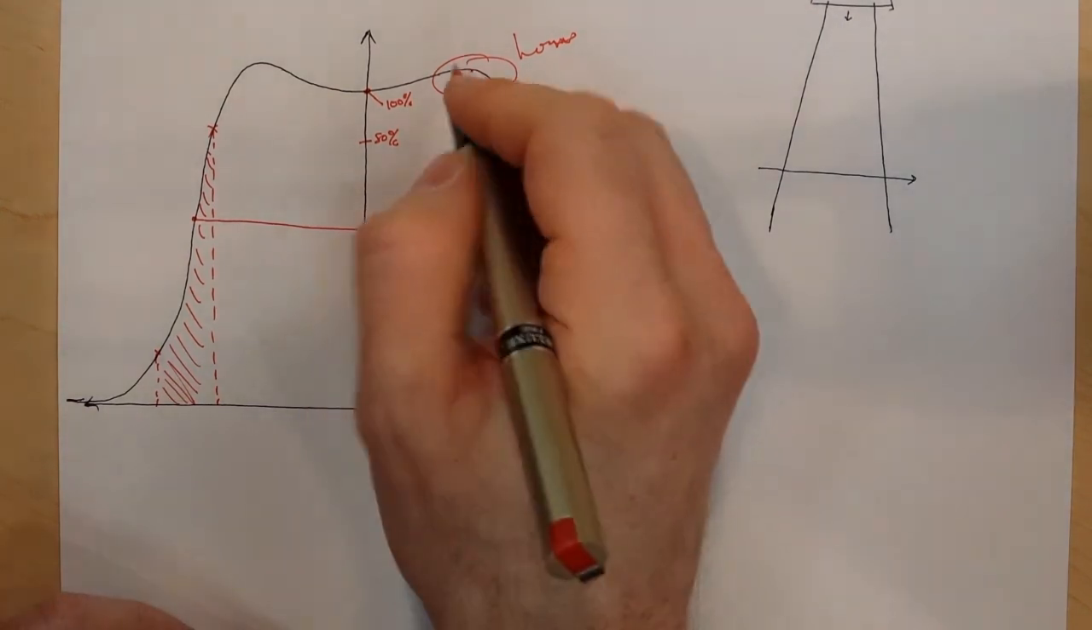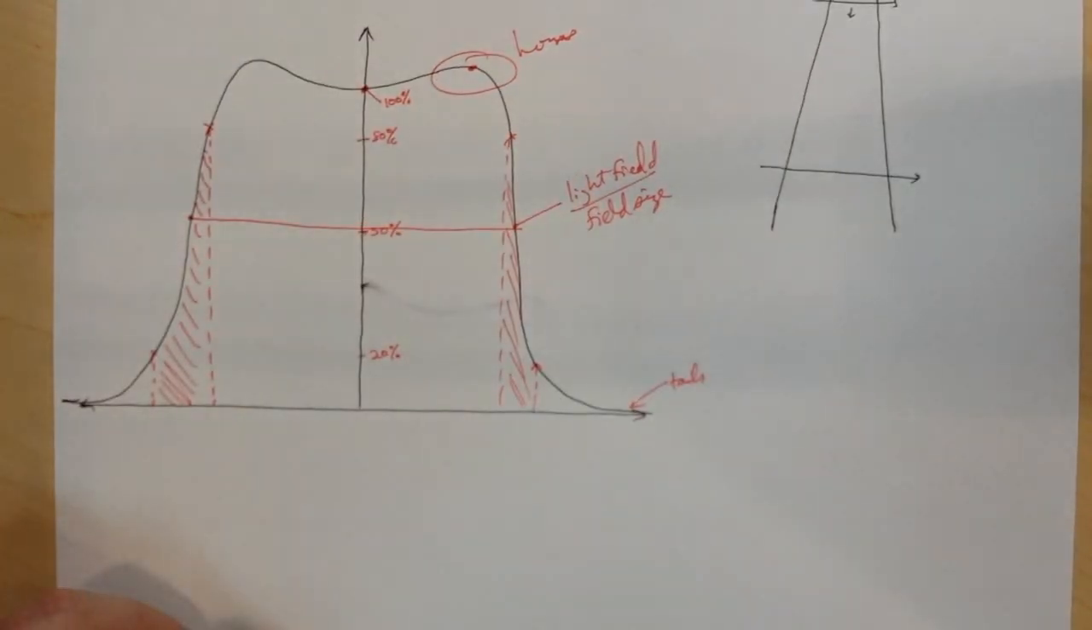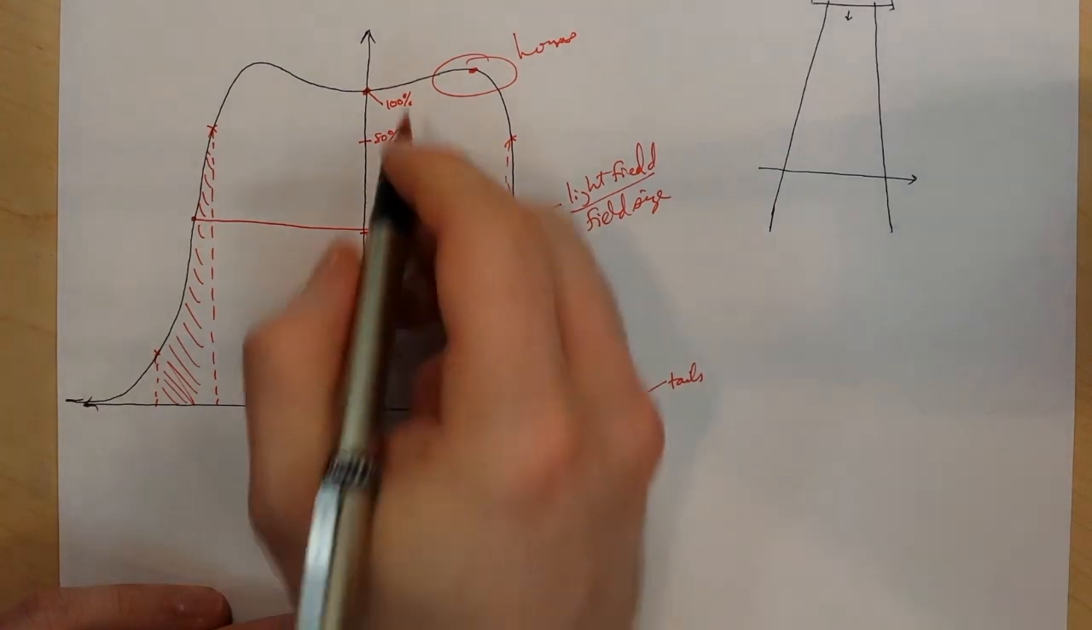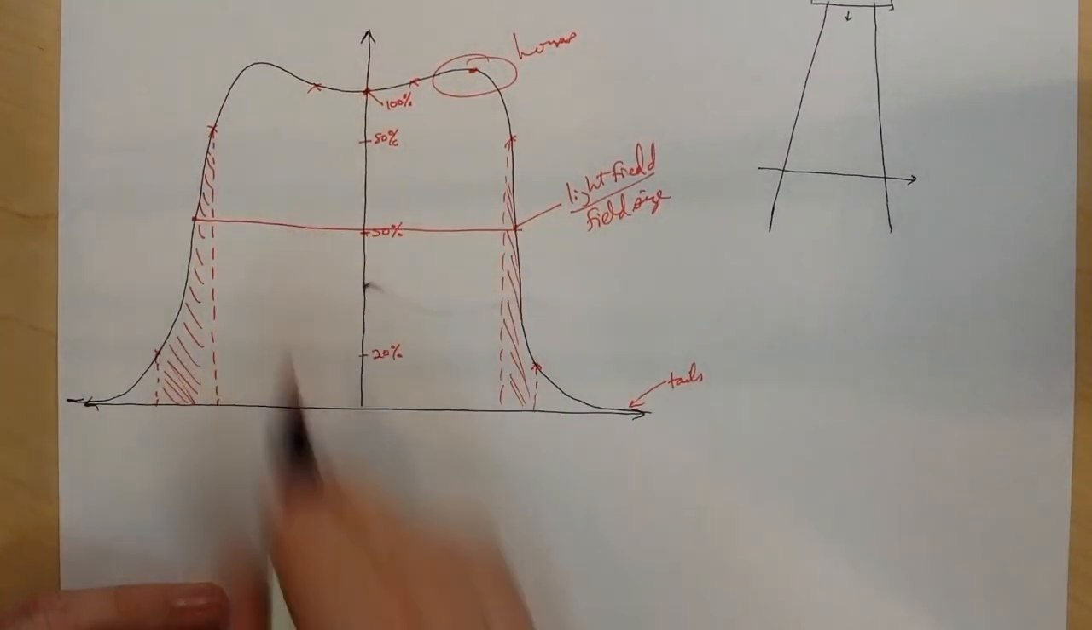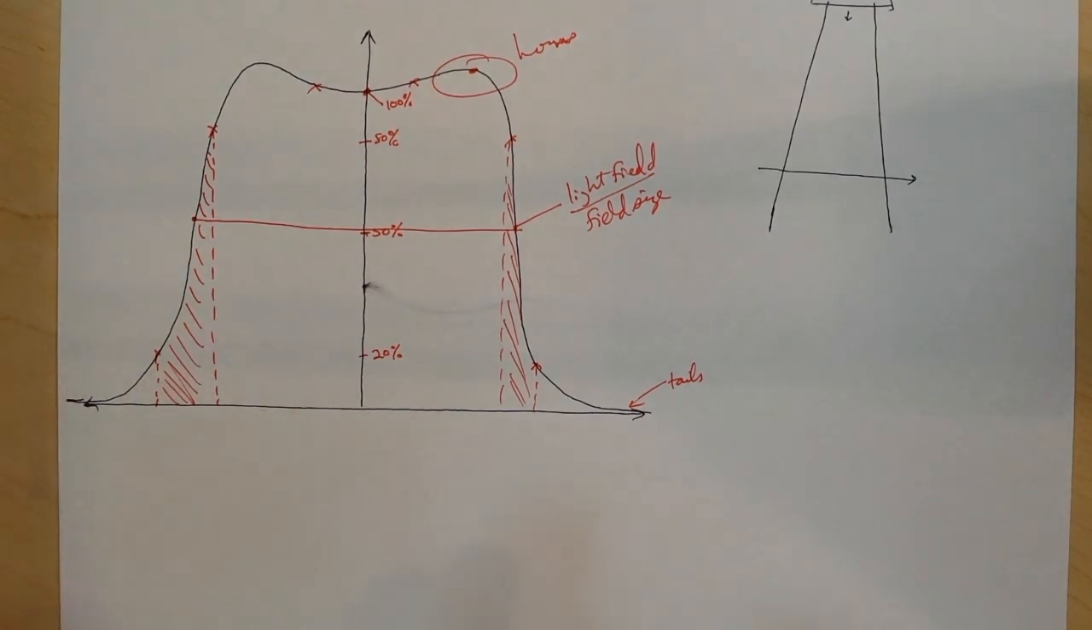The flatness of the beam is going to be defined by your maximum point divided by the minimum point. That's your flatness. The symmetry of the beam is if I pick a point here and an exact point on the opposite side from the central axis, and I divide those two, that's my symmetry of the beam. The beams need to have a specified flatness and symmetry. You can ask your physicist to talk to you more about that.